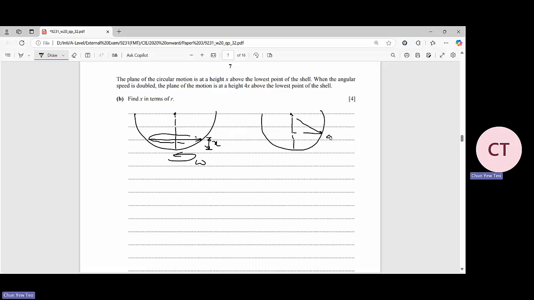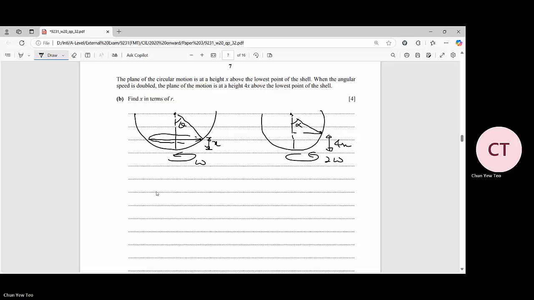This is the 4x, and the speed is double. The angular speed is double. So here, I call this one theta. And the angle here, I call alpha. Okay?